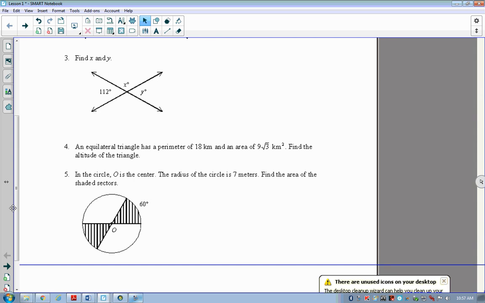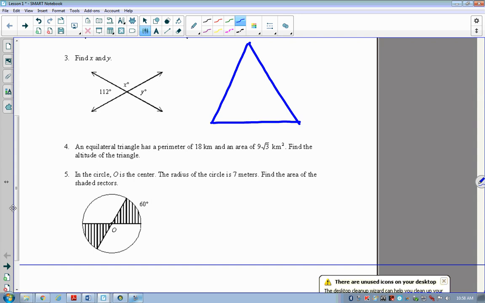All right, an equilateral triangle has a perimeter of 18 kilometers and an area of 9 radical 3 kilometers squared. We want to find the altitude of the triangle. If they start talking about stuff like this, I'm going to draw it. Now, they told me that I have a perimeter of 18 kilometers. That means side 1 plus side 2 plus side 3 is 18. Could I find out what each individual side is? How would I do that? 18 divided by 3 is 6. So it's 6, 6, 6.